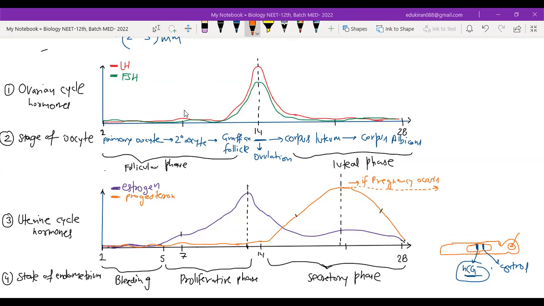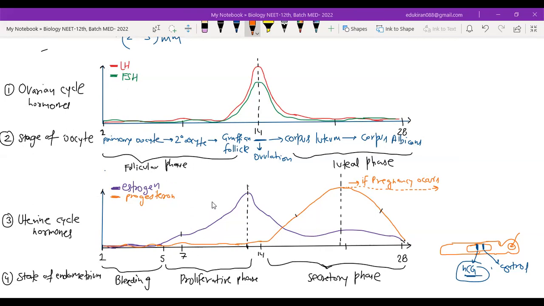So first, the graph is telling you the levels of LH and FSH. Then, what is the stage of the oocyte at that level? Then third is the level of estrogen and progesterone in the uterus, and what is the stage of the endometrium of the uterus at that time. The x-axis tells us about the days of the menstrual cycle from day 1 to 28 for both ovary and uterus, and the y-axis is for the concentration or level of hormones.